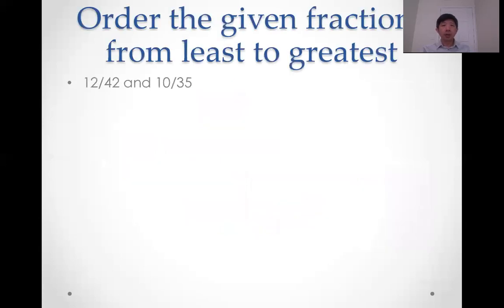All right. Now here is: order the given fractions from least to greatest. All right. So now I want to find out which one is the greatest, 2 over 42 or 10 over 35. Number one method, then we can find the simplest form.